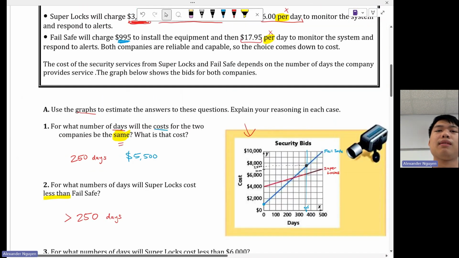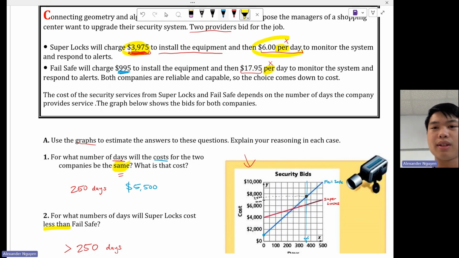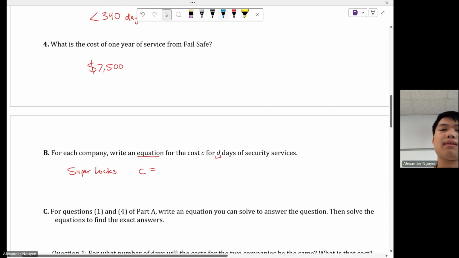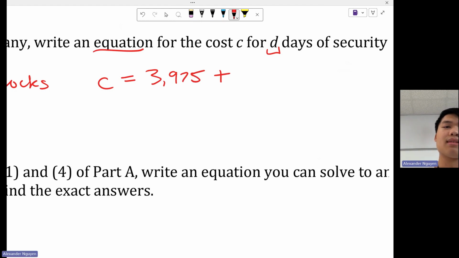So let's look back real quick. Superlocks, remember that was $3,975 to install the equipment. That's the one-time fee. And then $6 per day means $6 for every day that we're going to use that system. So our one-time fee, $3,975, plus we add to the cost $6 for every day, so 6 times D, or 6D.